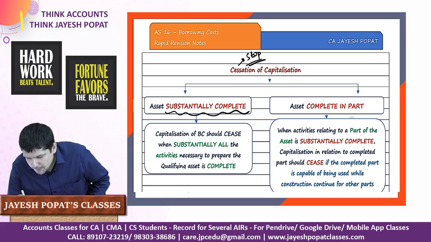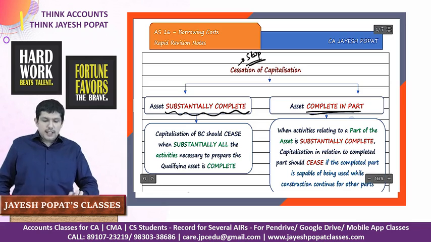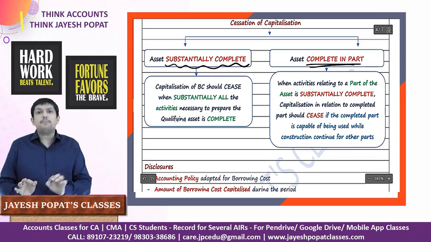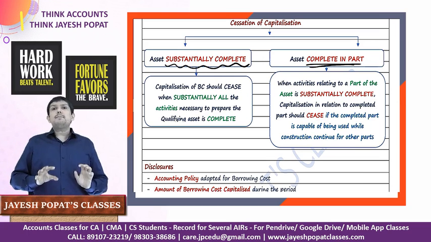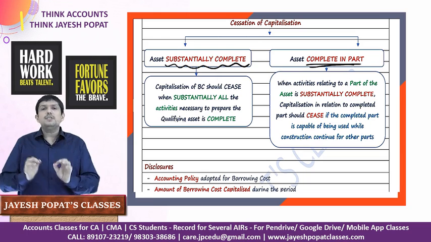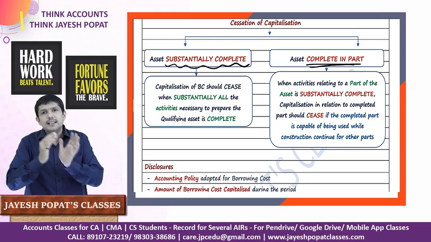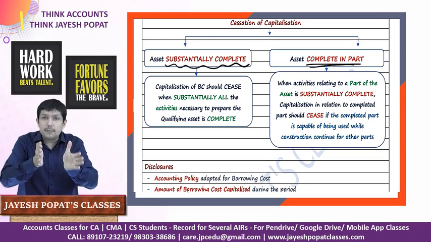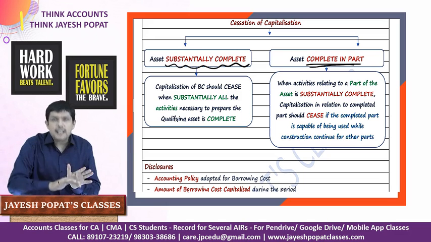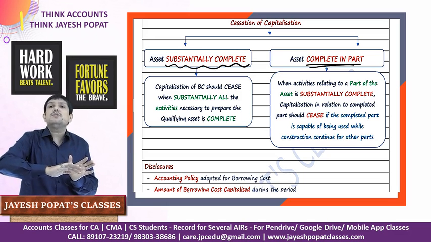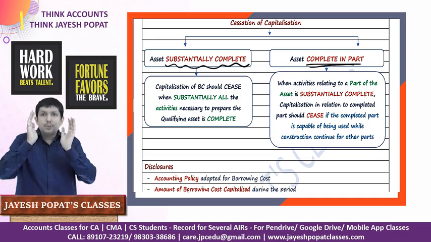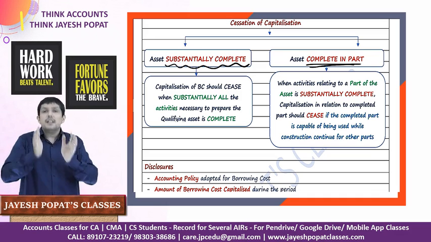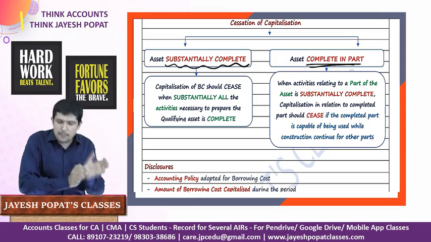The asset is completed in part. This is a very important scenario. When the asset is complete in part and the completed part can be used, right? Listen to this very carefully. When the asset is completed in part and the completed part can be used while the construction activity in relation to the other part is in progress, you should stop capitalization relating to the part which is complete.